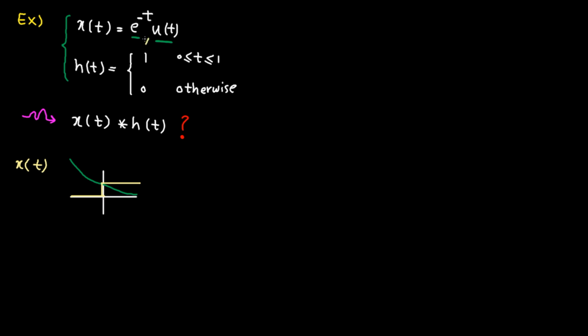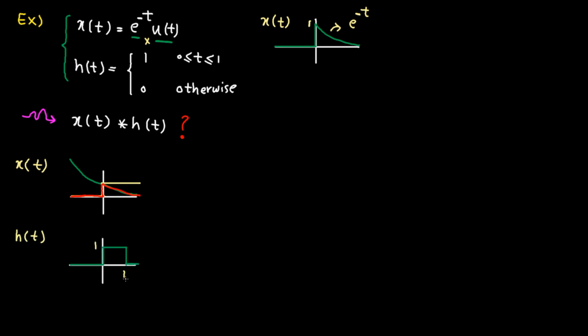So the product between these two functions is like this. Let me plot it again. This is our x(t), and this function is e to the power of minus t. Also, this is our h(t). Okay, now let's find the convolution. Step number 1. Find the critical points.